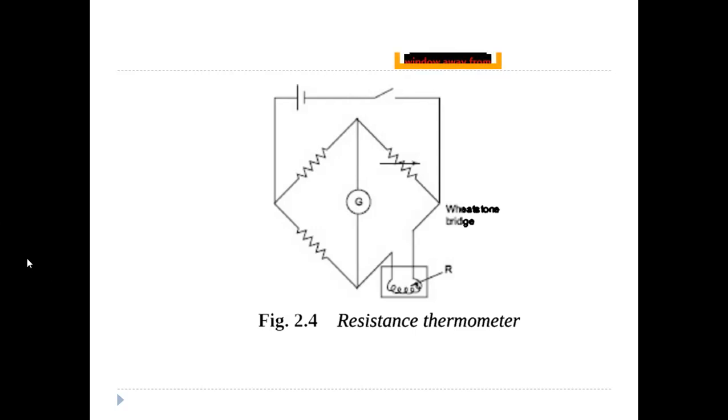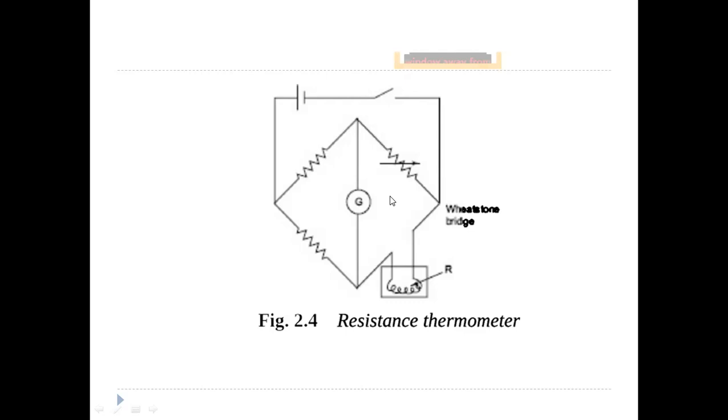So in a resistance thermometer, the change in resistance of a metal due to the change in temperature is the thermometric property, because if you apply a change in temperature, it causes a change in resistance, and this change in resistance is taken as the thermometric property. The wire we will use here is platinum, and it is connected in a Wheatstone bridge.